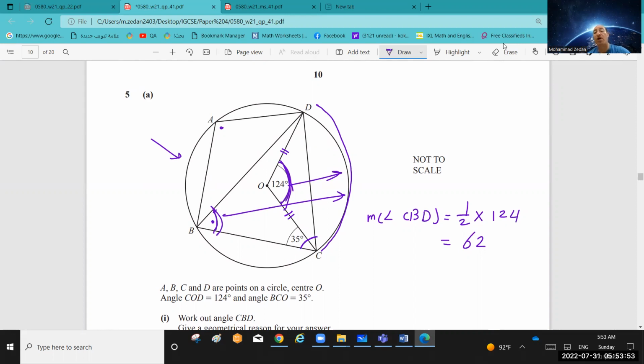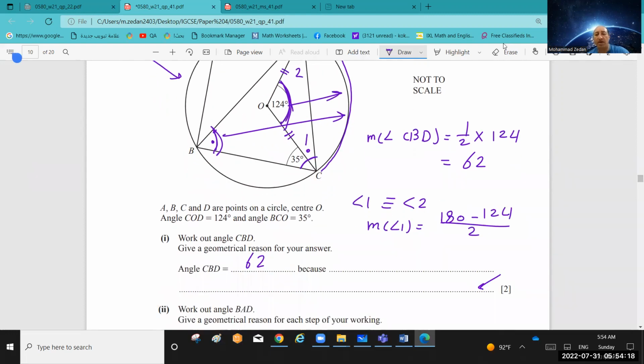All my words you have to write in the solution. You write: since COD is an isosceles triangle, the base angles are congruent. The base angles, angle 1 and angle 2, are congruent. Angle 1 is congruent to angle 2, and the measure of angle 1 is equal to 180 minus 124 over 2. So the measure is 28. Okay.